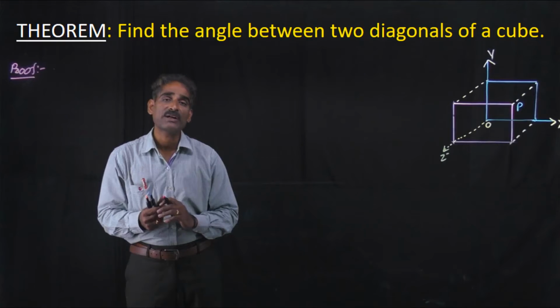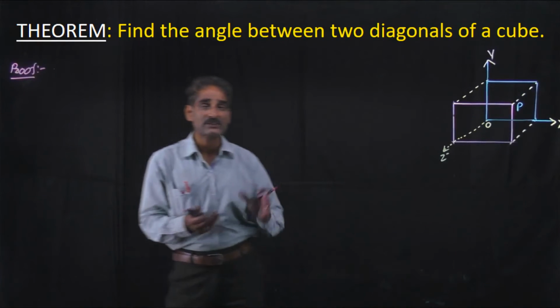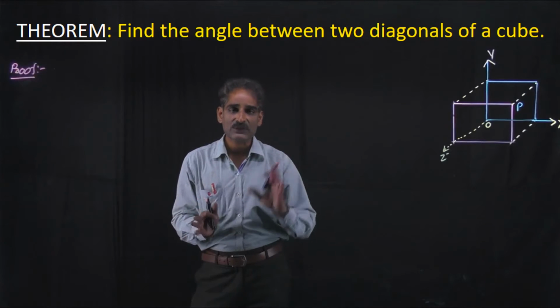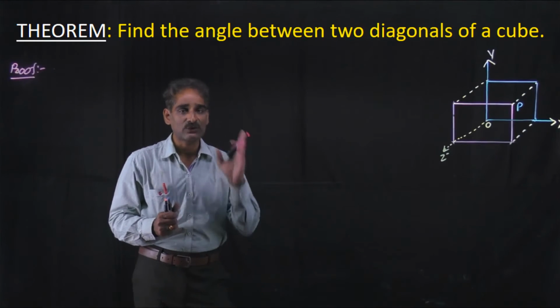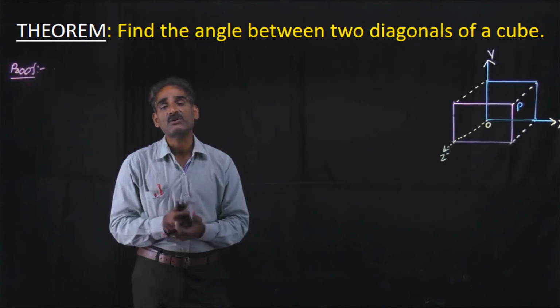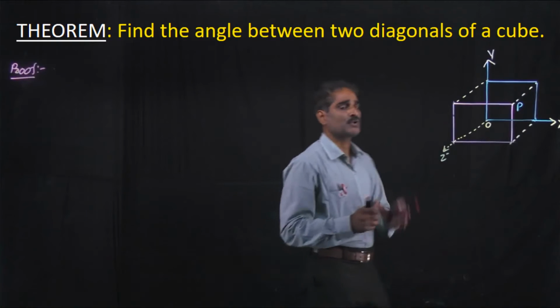Here we have to find the angle between the diagonals of the cube. The angle between any two diagonals of the cube is the same. So first of all, choose two lines, find the DRs of the lines, then find the angle. That's it. So here, consider a cube.